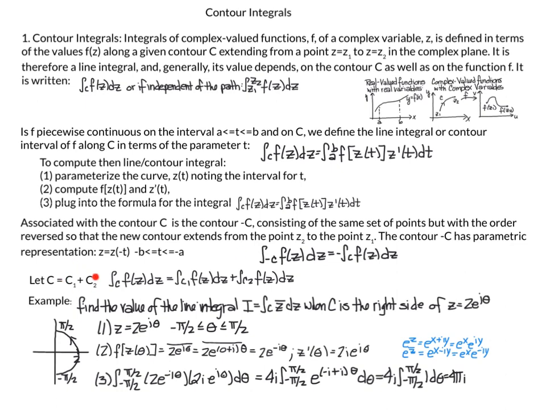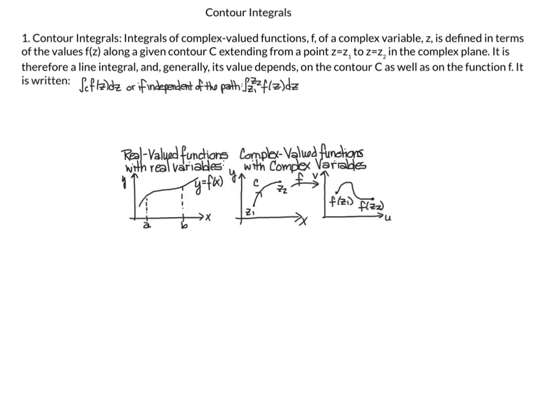The other thing you can do with contours is break them up into pieces, especially if you have a piecewise contour, like something that goes like this and then like this. You can break this up into C1 and C2, and then you can do the contour for this half and then for this half. So the integral over C equals the integral over C1 plus the integral over C2. And this is one of the examples we will be doing. Now we're ready to look at things in detail.